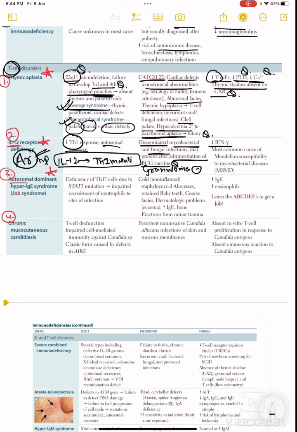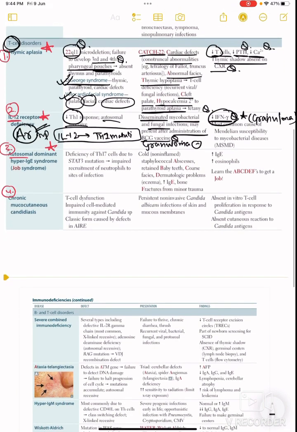So what are the tests? Decrease in interferon gamma. We also know that in granuloma, the main cytokine is interferon gamma. So interferon gamma is decreased. That's it. Now coming to the third part, autosomal dominant hyper IgE syndrome or Job syndrome.